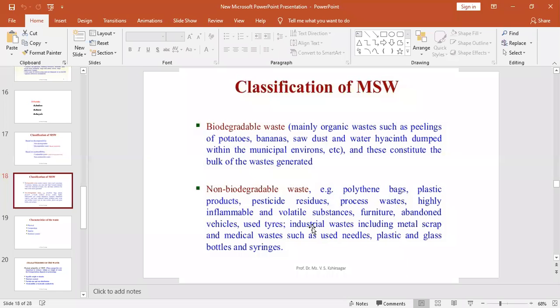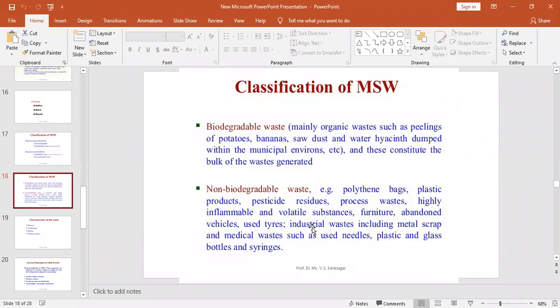Are you getting the difference between biodegradable and non-biodegradable? Biodegradable means it gets decomposed by the natural environment or by an artificial environment. But non-biodegradable will never get degraded by the natural or artificial environment. The examples given here for biodegradable waste are bananas, sawdust, water, potatoes, or whatever food waste. That is biodegradable. Agricultural waste will also be biodegradable waste.